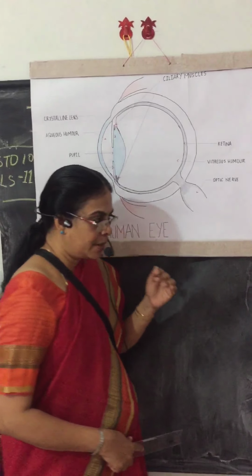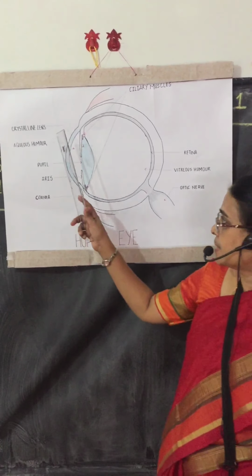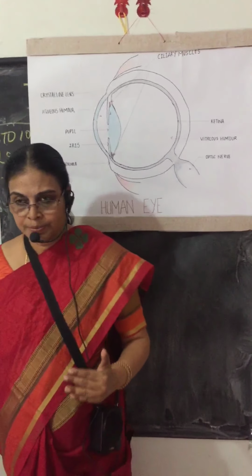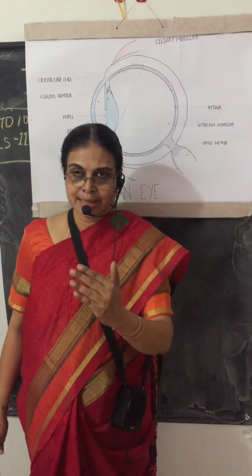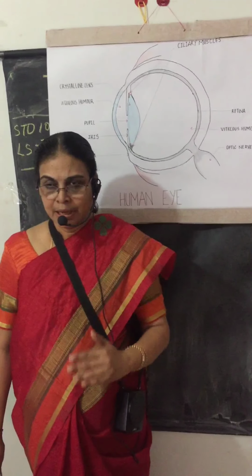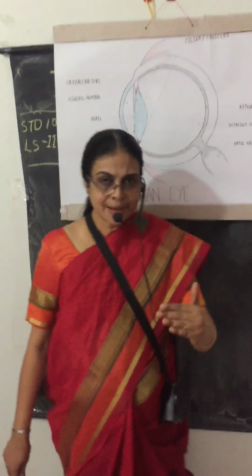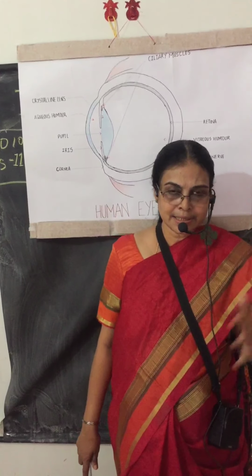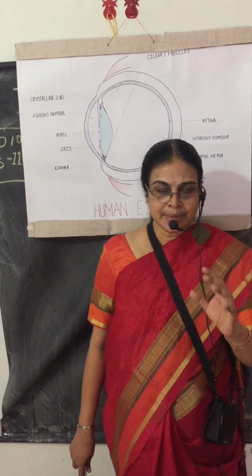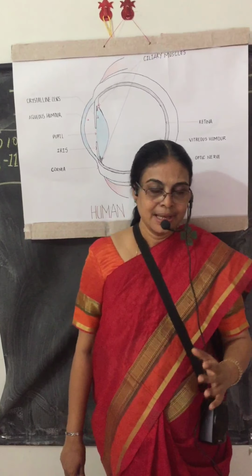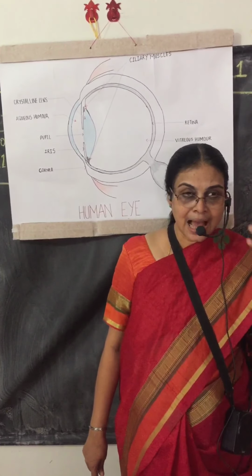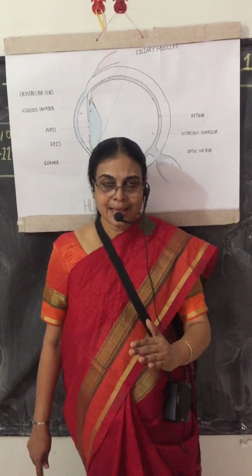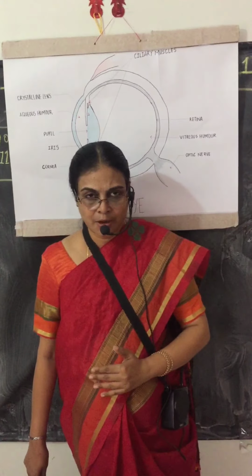Now you can see about the ciliary muscles. We discussed about the ciliary muscles. When you see a distant object, the ciliary muscles can adjust the focal length. It can increase the focal length as well as decrease the focal length. So when you see the distant object, the ciliary muscles get relaxed. If ciliary muscles relax, then eye lens will become thin. Eye lens will become thin and you can see the distant object.